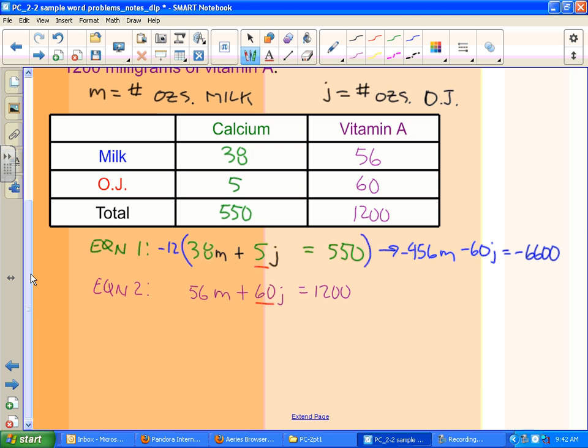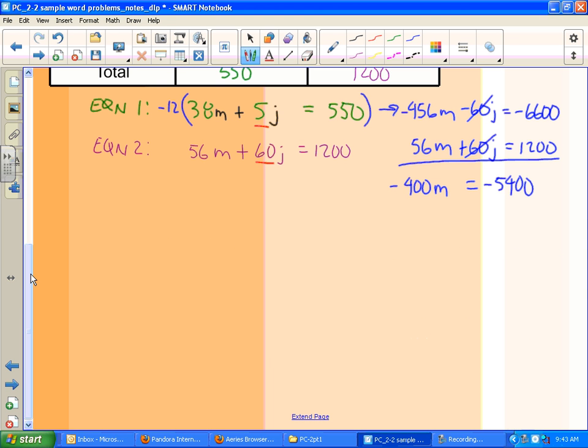Equation number 2 stays as it is. 56 m's. Get my shadow out of the way. 60 j's and 1,200. Now we're going to go ahead and solve. My j's are going to cancel, and I get negative 400 is equal to, remember those guys go bye-bye. What do we have? Negative 54. Then I'm going to divide by negative 400. Somebody, so we can do this quickly. What are we going to get here?